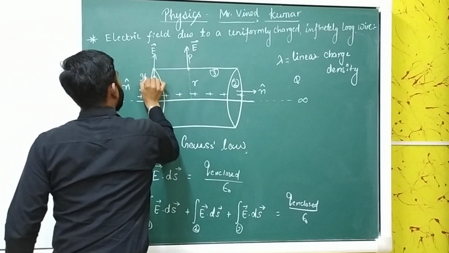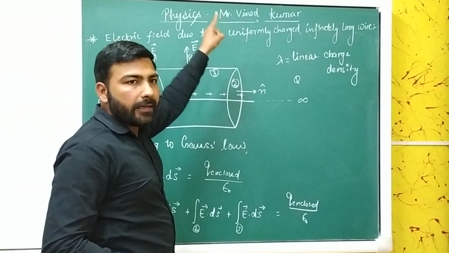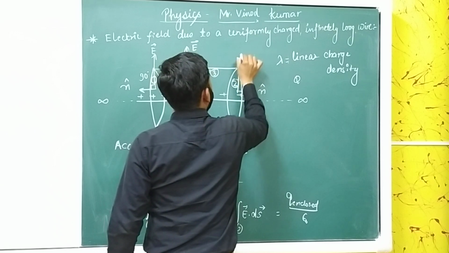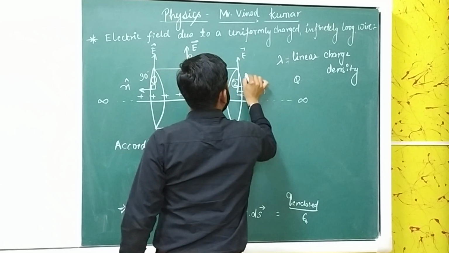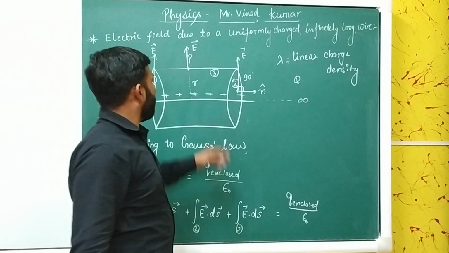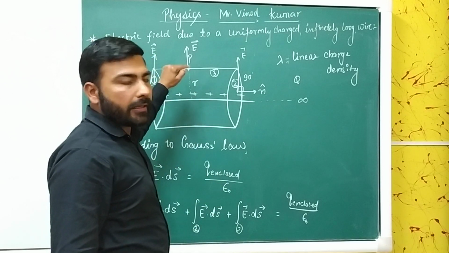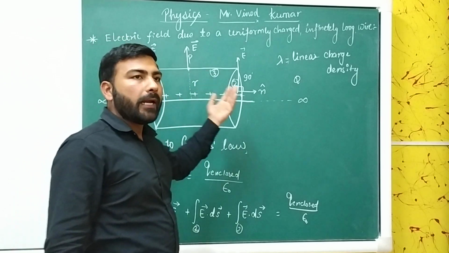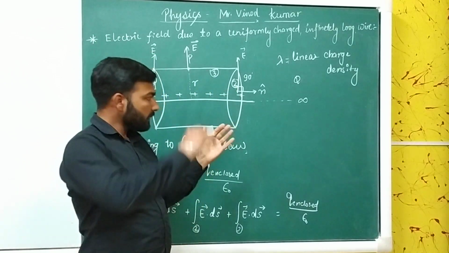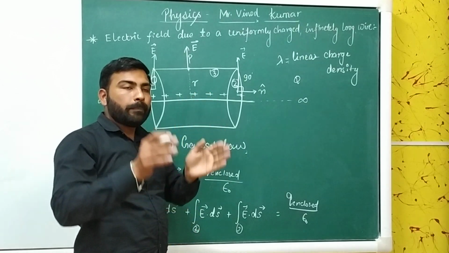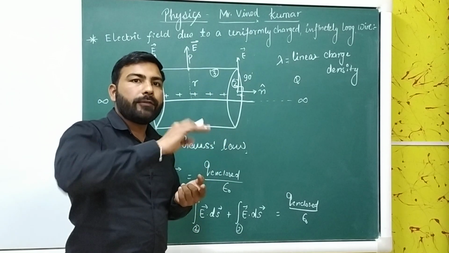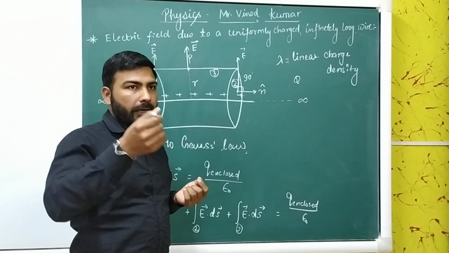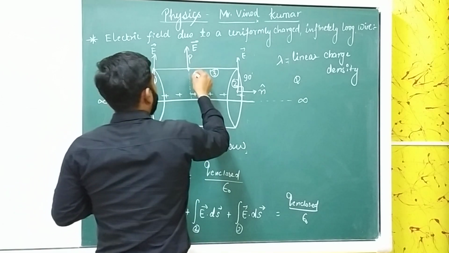In this case it is 90 degree. And for the second surface, similarly, the angle between the area vector and electric field vector will be 90 degree. And for the third surface, which is the curved surface, the area vector will point normal to the surface. So it will be along with the electric field.